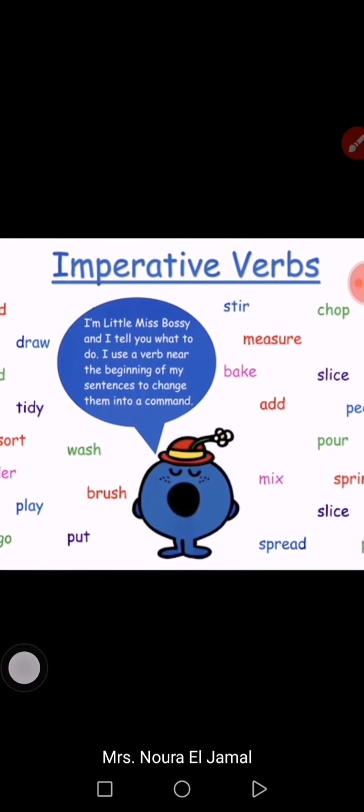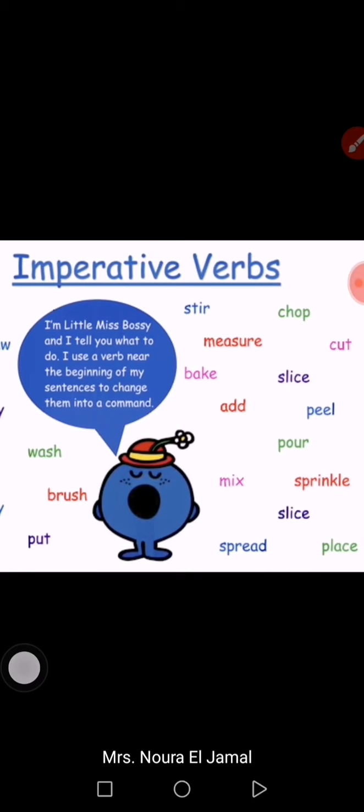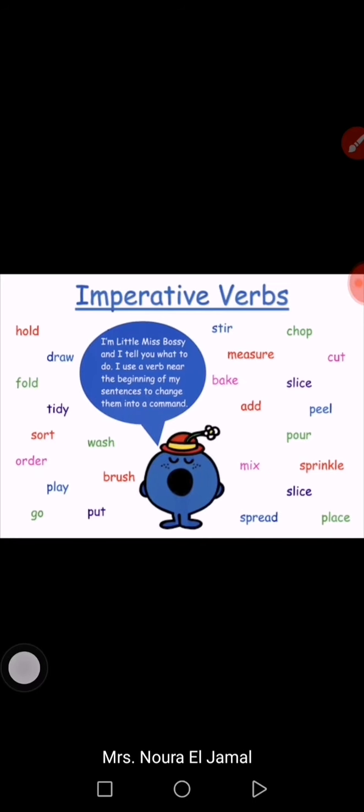What's the meaning of bossy verb? Bossy verb means the imperative verb. When I say this person is bossy, it means that he or she enjoys telling people what to do. She likes that. She likes to give commands every time.